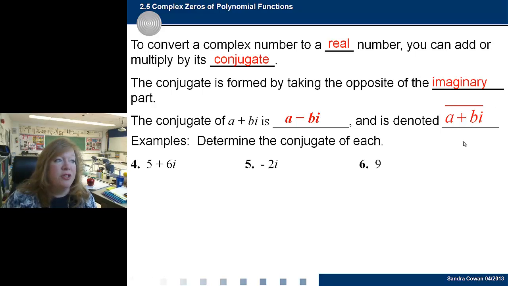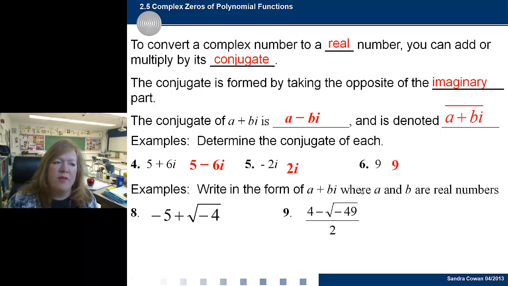More for your money. Determine the conjugate of each. So remember, you only take the opposite of the imaginary part. So 5 plus 6i would become 5 minus 6i. This is a negative 2i. That's an imaginary part, so the conjugate is a positive 2i. Conjugate of 9, there's no imaginary part, so it would just be 9. You wouldn't do anything to it.